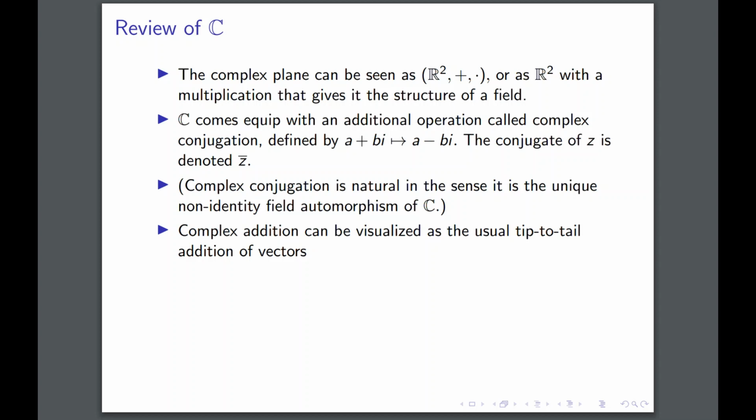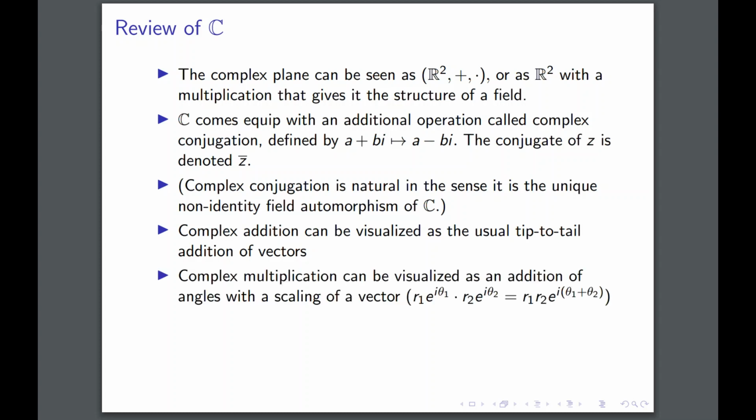And addition of complex numbers is really easy to visualize in just the typical tip-to-tail fashion that we're all used to. And complex multiplication also admits a geometric interpretation where you scale a vector by a certain amount and then add the angles. And this is seen when we multiply complex numbers in terms of their polar form. You can just see that the magnitudes are being multiplied and the angles are being added.